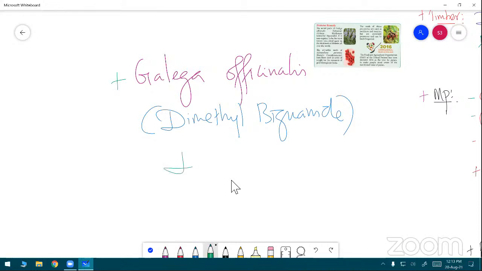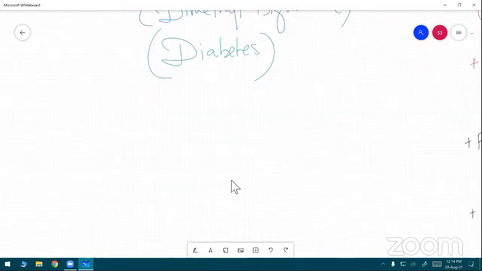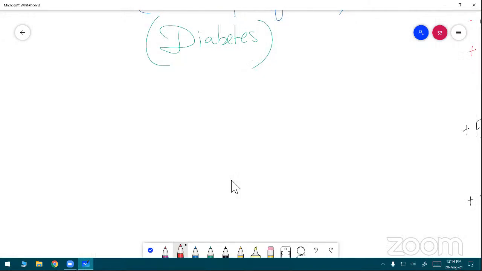Simply, I can say it treats diabetes in human beings. This is the most suitable agent for treating diabetes mellitus in human beings. That is Galega officinalis. And one more plant is there, the ornamental Abrus, which is used as a unit of measurement of gold, right?